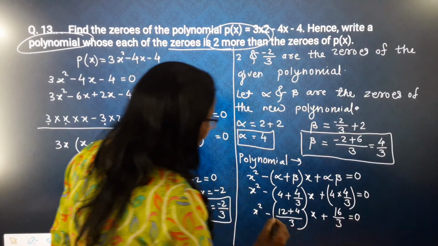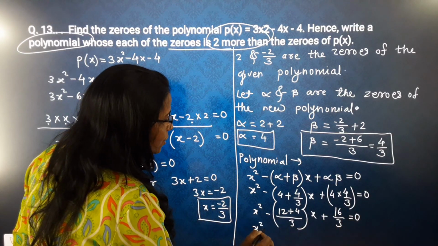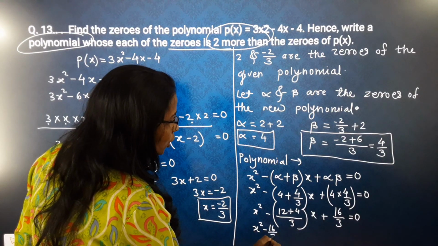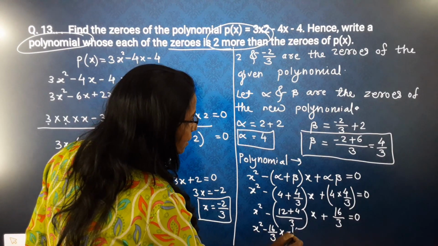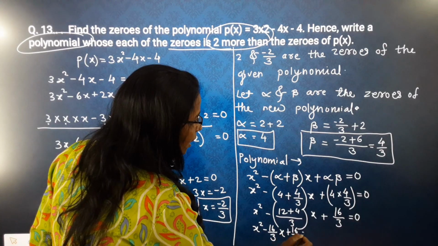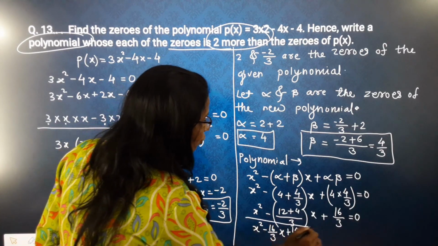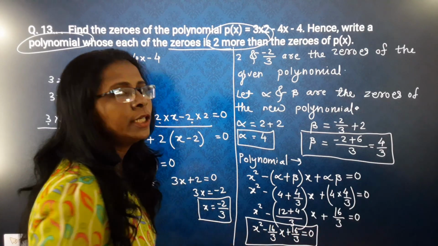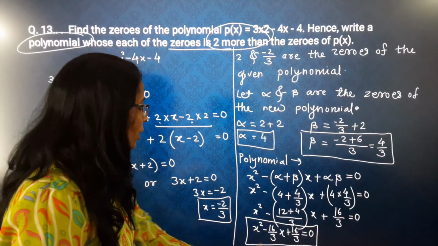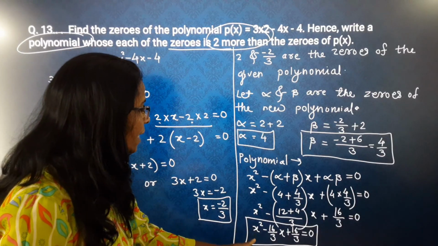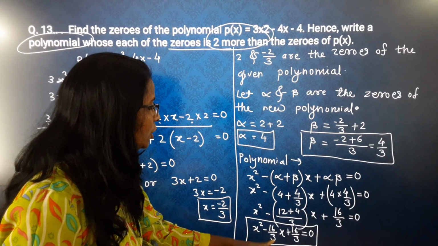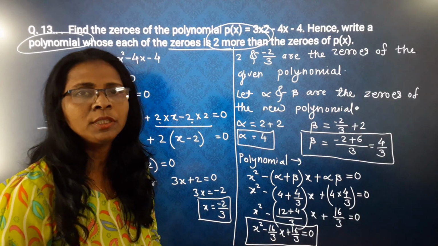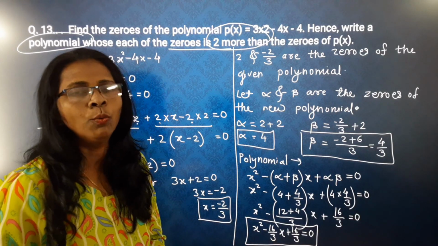And the final answer is x square minus 16 upon 3x plus 16 upon 3 is equal to 0. So in such a way we have the quadratic form, that is the polynomial x square minus 16 upon 3x plus 16 upon 3 is equal to 0.